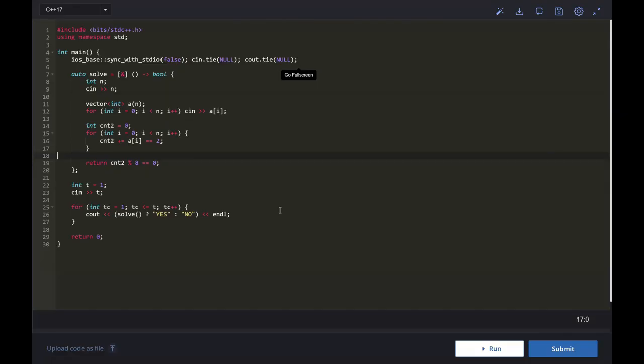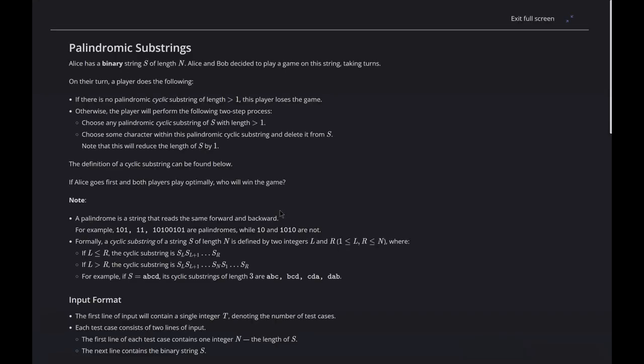Just 1 second. Let me put my laptop to charge.